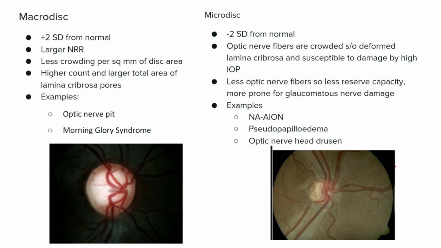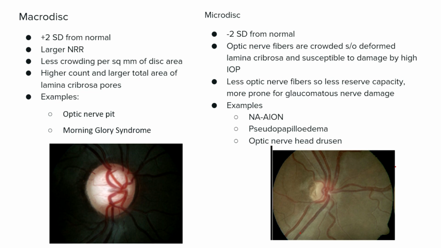Now defining microdisc and macrodisc. Macrodiscs are plus 2 standard deviation increase from the normal. They have larger neuroretinal rim and less crowding per square millimeter of the disc area. They have higher count of nerve fibers and total area of lamina cribrosa pores. Examples are optic nerve pit and morning glory syndrome.